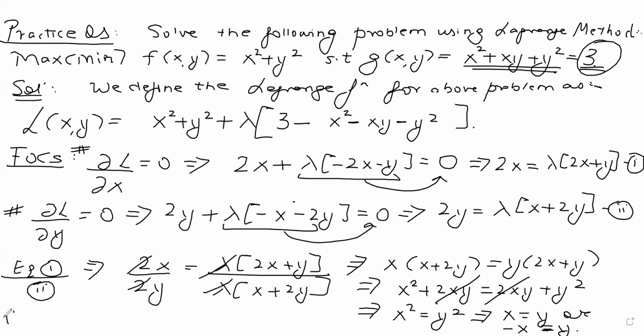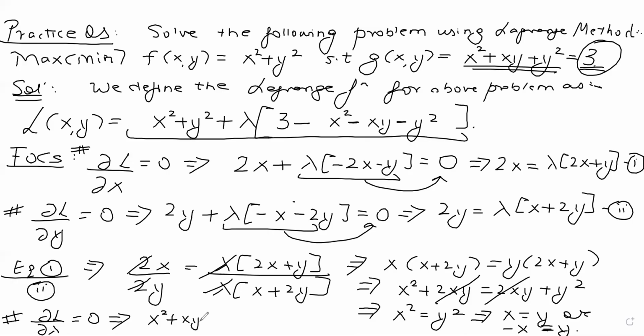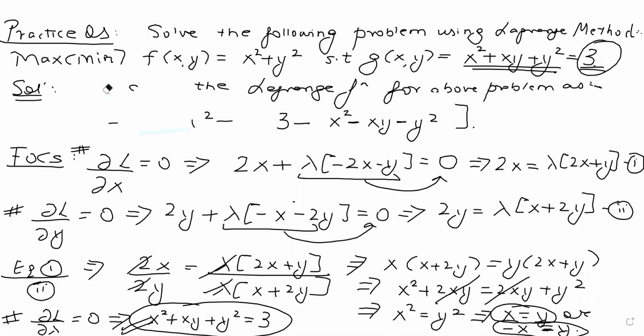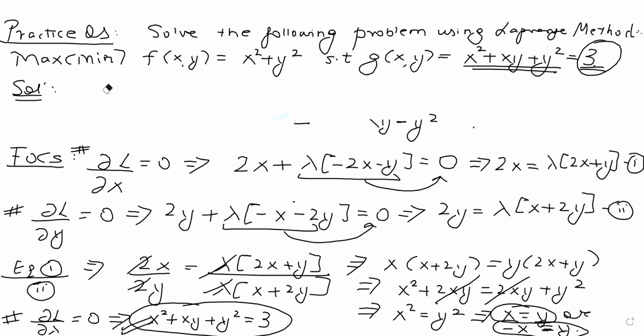Okay, now my third condition is del L by del lambda equal to 0, right? If I differentiate, del L by del lambda equal to 0, I simply get the constraint back, x square plus xy plus y square equal to 2. Now in this particular constraint, I am going to put x equal to y and minus x equal to y. Okay, so I erase the initial part. Now let's work this out further.